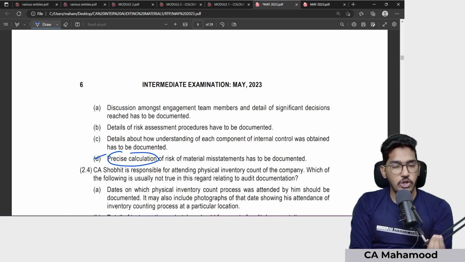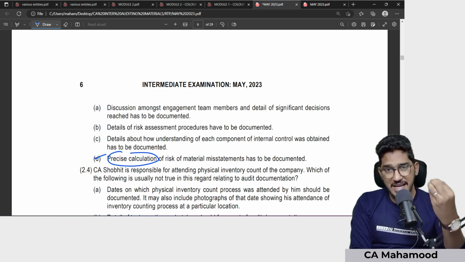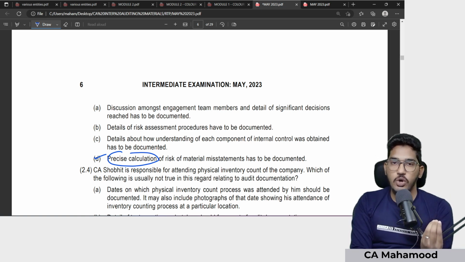Option D is the inappropriate option. Why? Because we can't precisely calculate the risk at all. Then how can we document it? Clear? So that is the second question's answer. Option D is the correct answer.